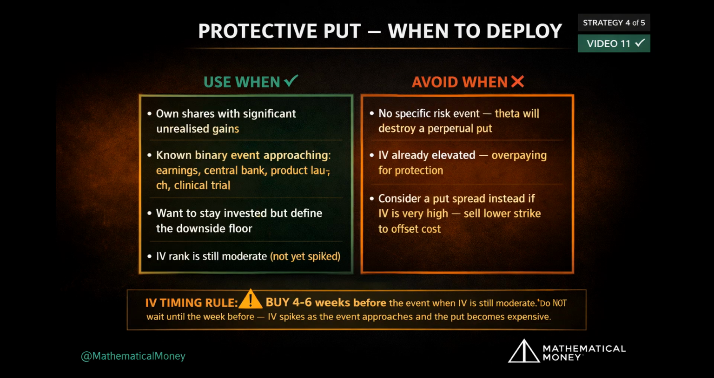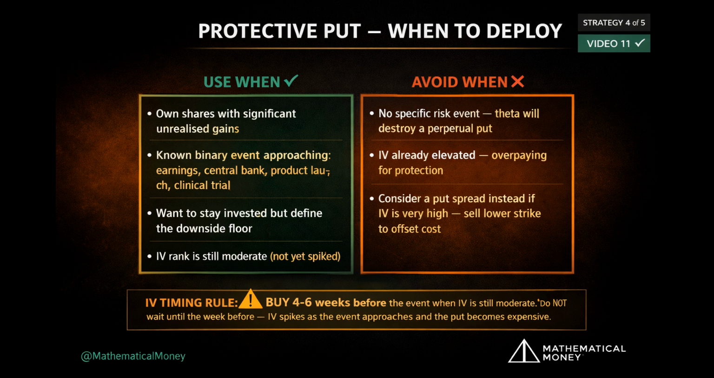Deploy the protective put when you own shares with significant unrealized gains and a known binary event is approaching. Earnings, central bank decisions, product launches, clinical trial results, any event where the stock could gap down 20% overnight. Your concern is not the long-term direction, but the short-term downside in the event window. You want to stay invested, but define the floor.